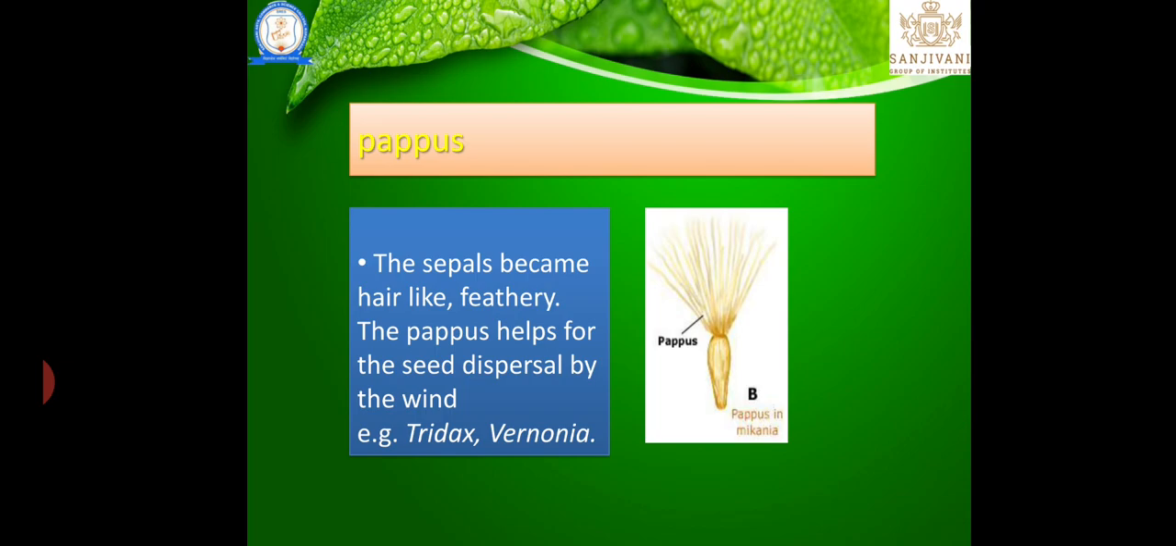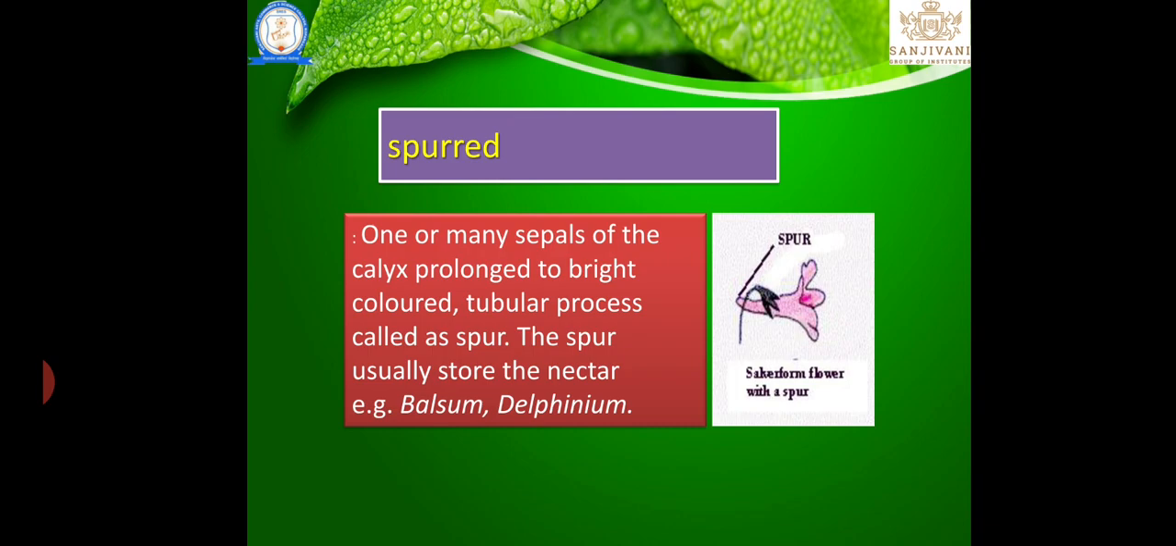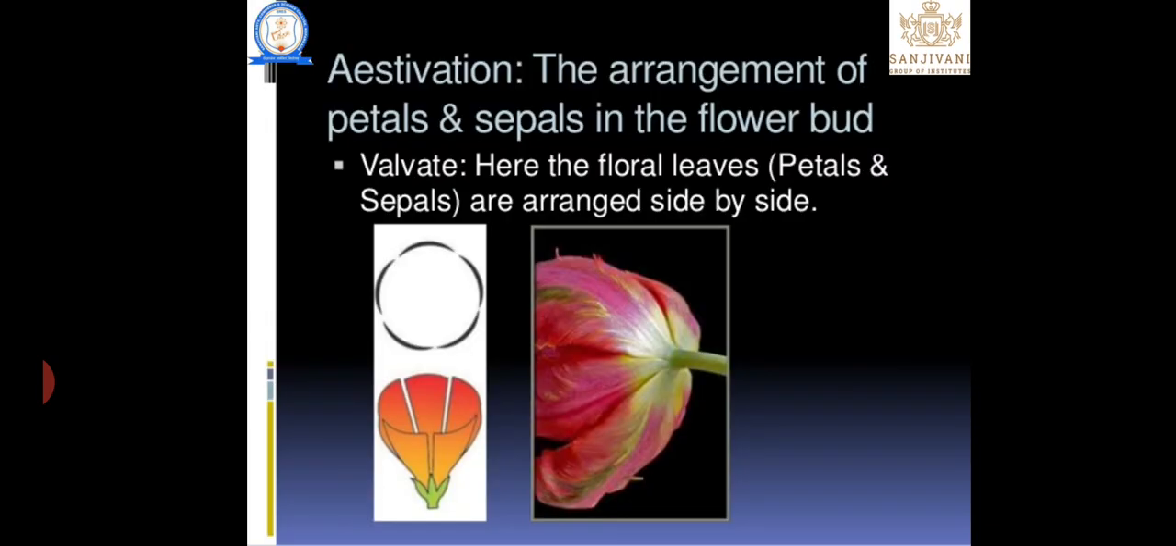Pappus: when the sepal becomes a hair-like feathery outgrowth that helps in seed dispersal, it is known as a pappus calyx. Spur calyx: one or many sepals of the calyx are prolonged, brightly colored, into a tubular process called a spur. The spur usually stores nectar. That means a long prolonged outgrowth forms at the base of the calyx, and that is known as a spur.